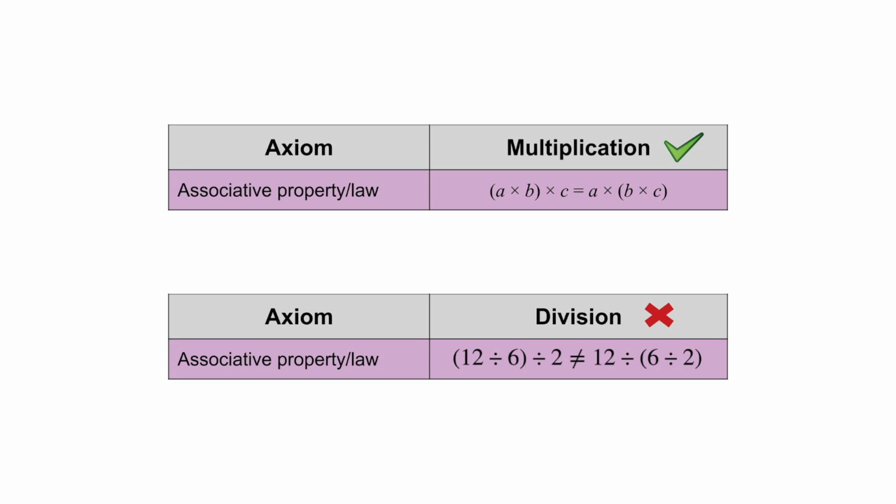While multiplication is associative, division is not. That is, 12 divided by 6 then divided by 2 is not the same as 12 divided by the quotient of 6 and 2. This is another point that we'll come back to later.